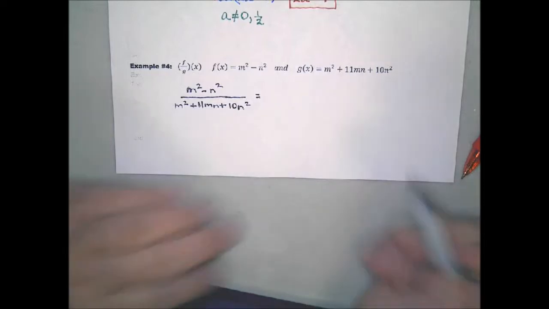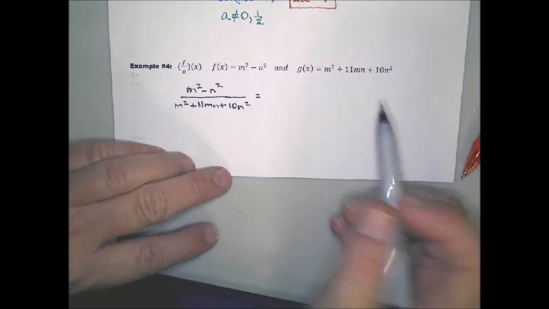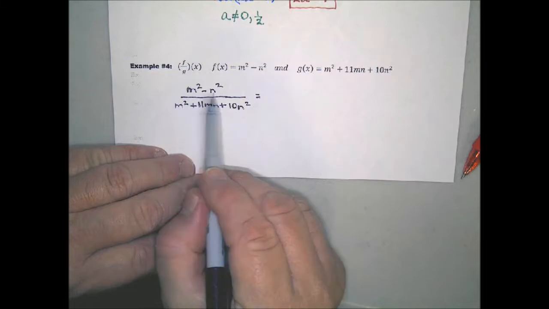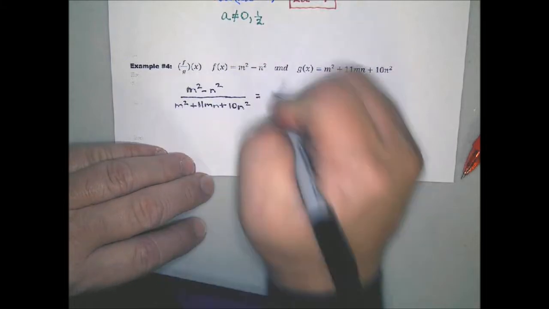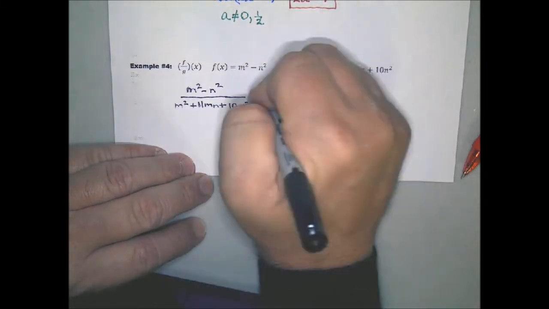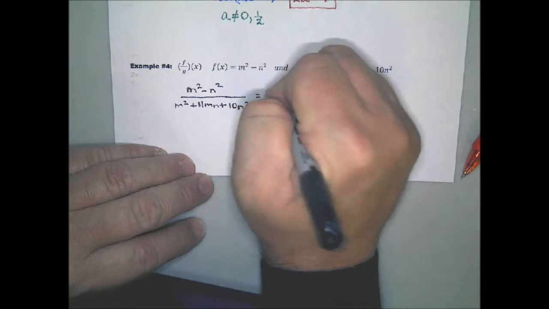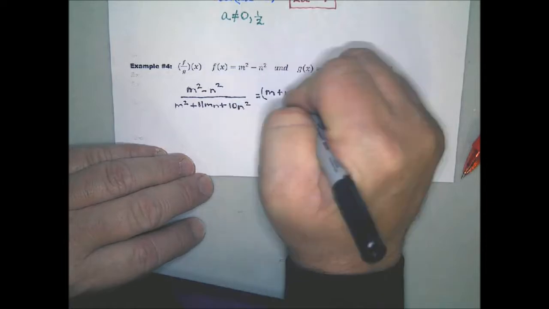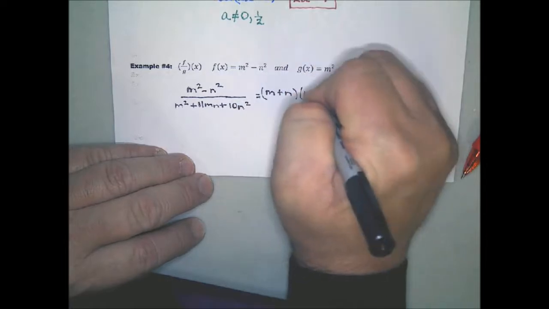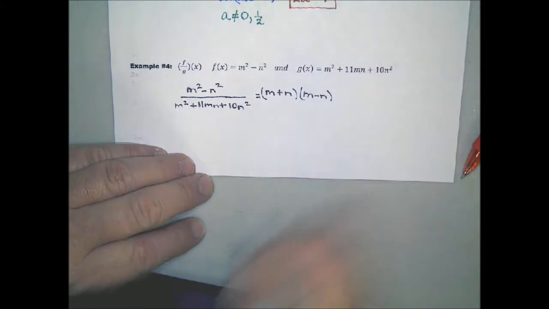So this just comes down to factoring again. I need to factor the numerator. This is a difference of perfect squares. So m plus n multiplied by m minus n. That's how my numerator factors.